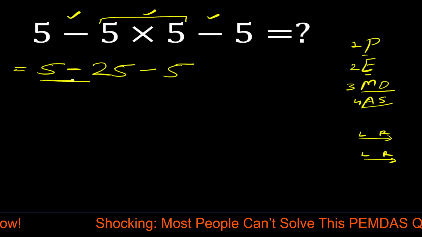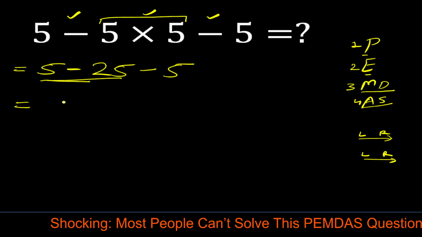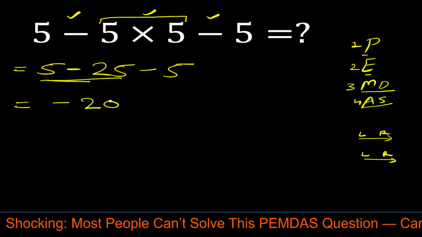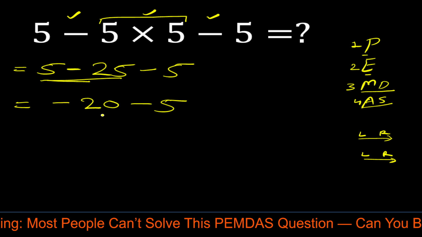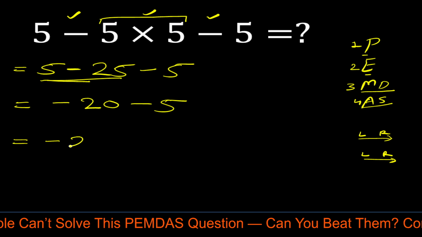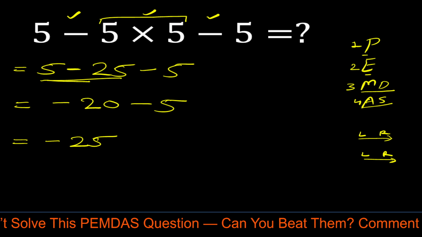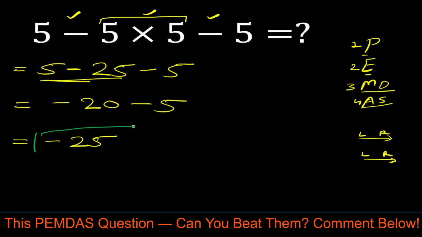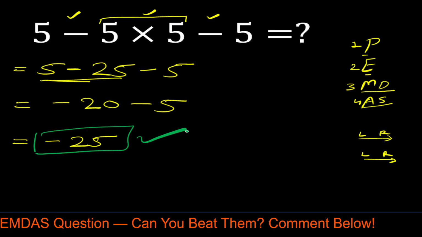Now 5 minus 25 is equal to minus 20 minus 5. So minus 20 minus 5 is equal to minus 25, right? So the correct answer is minus 25.